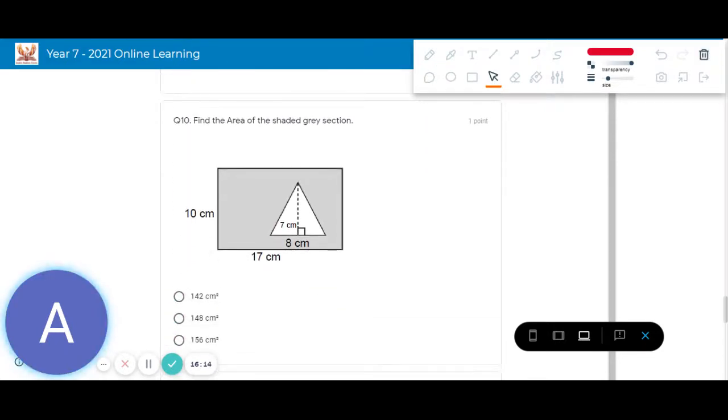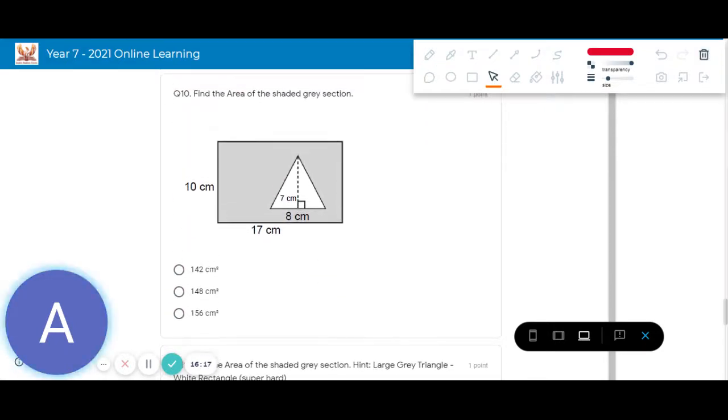And finally now it's asking us to calculate just the shaded section's area, okay? So we don't want to include the triangle anymore. So we need to find the area of the rectangle, which we already found in question 8. And then we want to take out this area. We don't want to include this. So we need to subtract the area of the triangle.